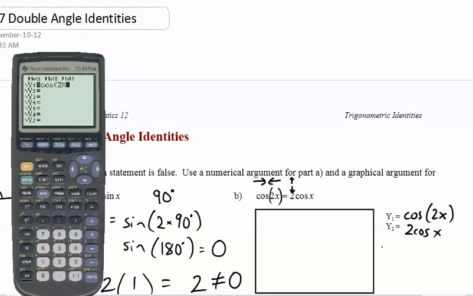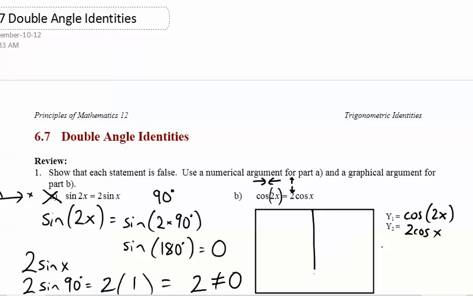Cos 2x should be a compression. 2 cos x should be an expansion. And I'll zoom trig number 7. So there's my cos 2x. I can fit 2 waves from 0 to 2 pi. And here's my 2 cos x. I can make one of them darker so that it's more clear. Cos 2x is compressed. 2 cos x is expanded so that it's 2 times higher.